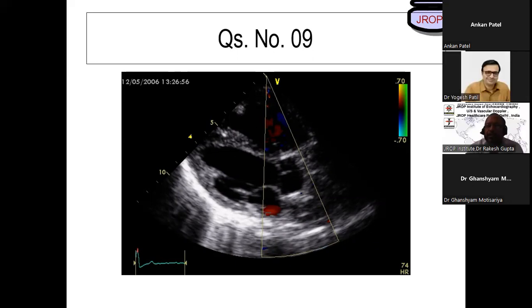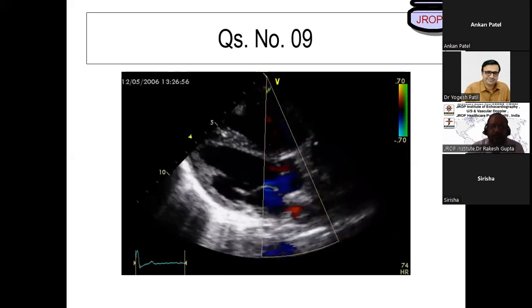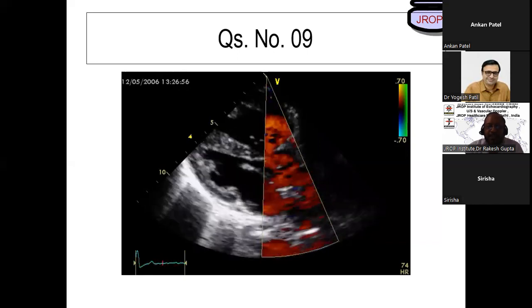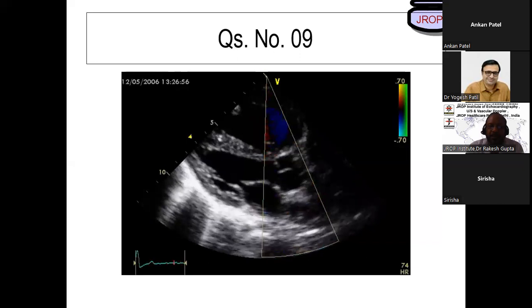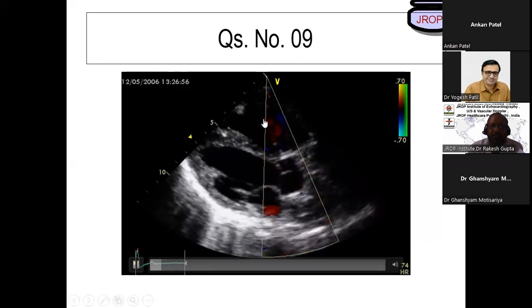Two participants. Yogesh Patel? Left ventricle and right atrium, sir. Flow between left ventricle and right atrium? There is no flow between left ventricle and right atrium. Where is the right atrium seen over here? This is RV, sir. This has to be RV, this is LV.